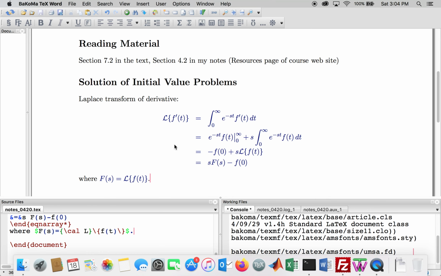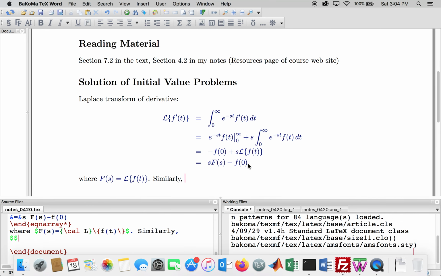Suppose we have y prime in a differential equation. Then when you transform the equation, you would get s times capital Y of s, the Laplace transform of a solution, minus the initial value. So this rule for a derivative makes it easy to take into account initial conditions of a differential equation, at least if the initial time is 0. If it's not 0, then you can always do some change of variable and shift it so it is 0.